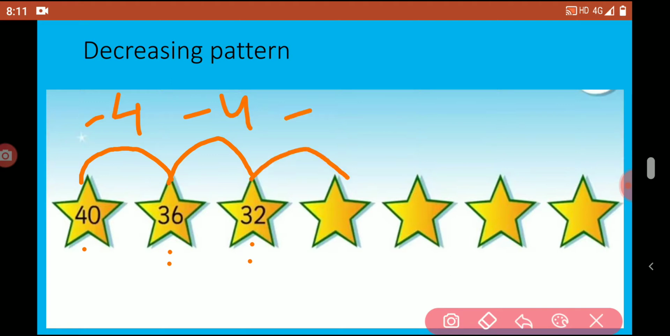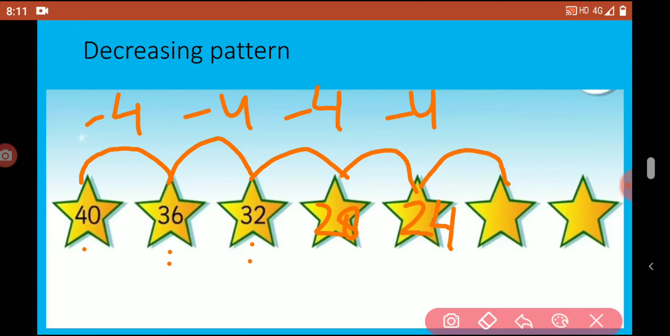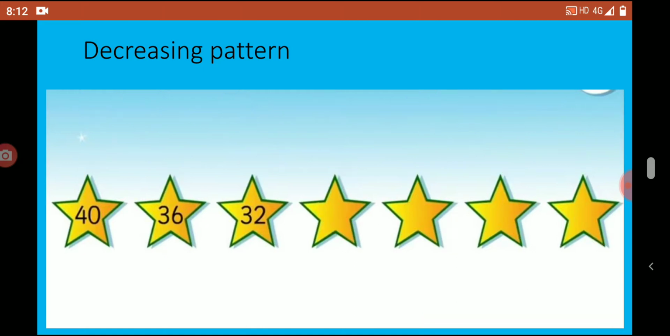Now 32 minus 4 is 28. 28 minus 4 is 24. 24 minus 4 is 20. 20 minus 4 is 16. So in this pattern, numbers decrease and it follows the rule of minus 4.